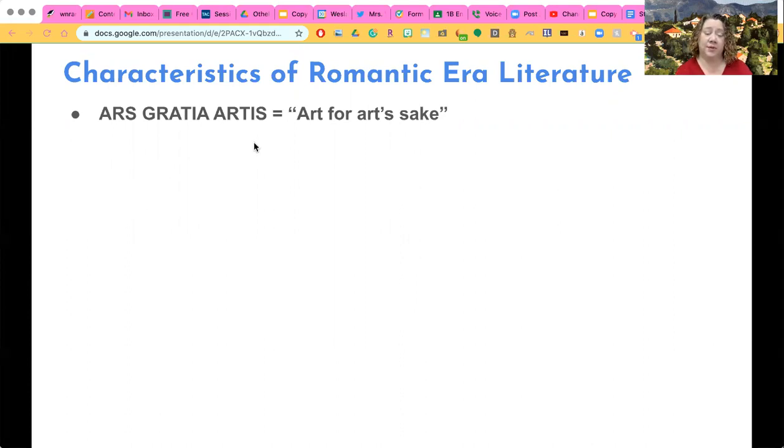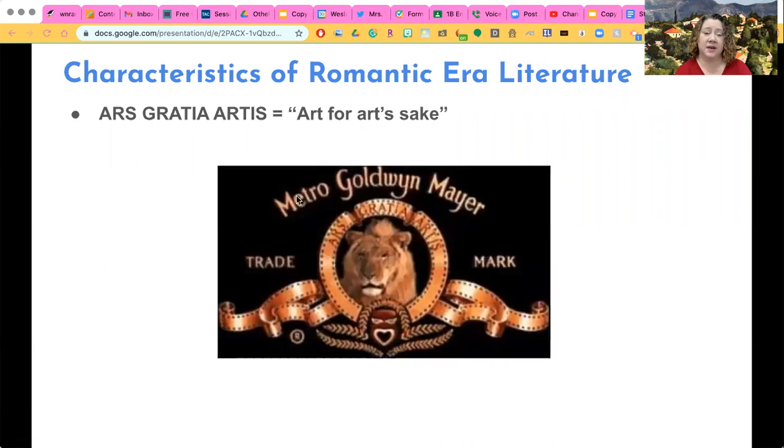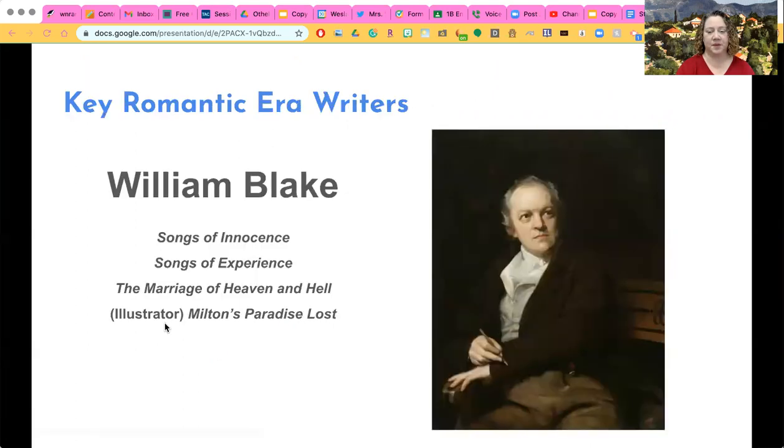Same thing with artwork. You can see this term still today. MGM, if you've ever been to a movie or watched a movie where they have this beginning credits and the lion roars, the phrase ars gratia artis is part of that logo right here. So, you know, art for art's sake isn't completely gone. The ideas of the Romantic era still linger even today. Let's make something just because we can and just because it's beautiful for others to see.